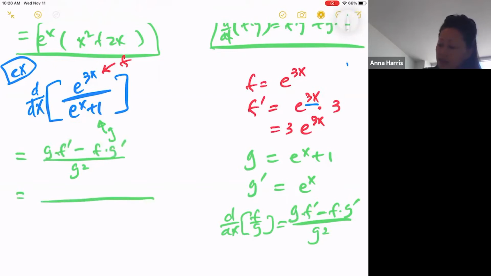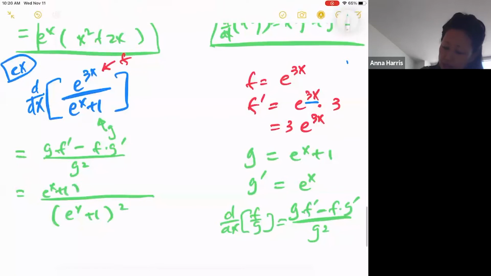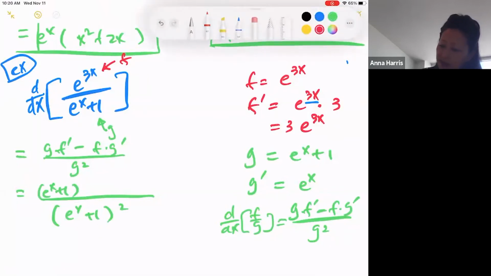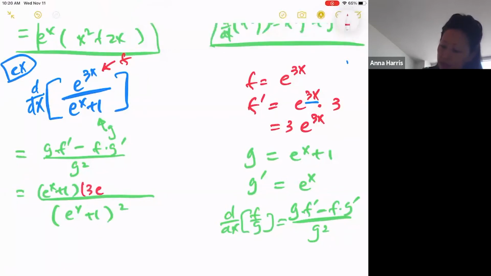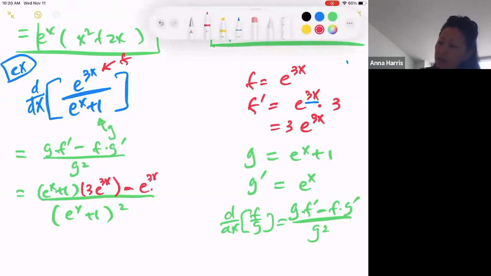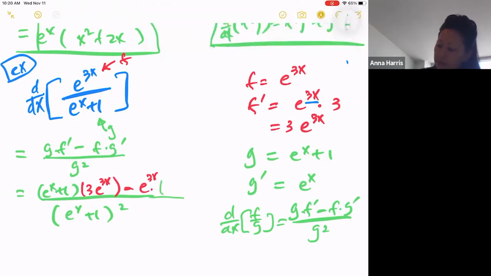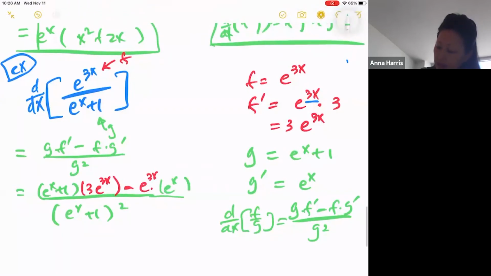So the g squared is e to the x plus 1, and I'll square that. G is e to the x plus 1, times f prime, which is 3 times e to the 3x, minus f, e to the 3x, times g prime, e to the x. All right, so we can just combine this.